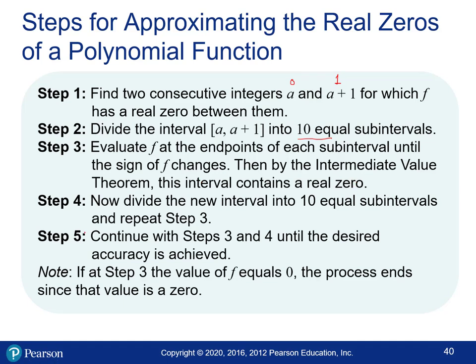Then you start repeating. Divide the new interval into 10 equal parts and repeat until you get the desired accuracy that you want. We're going to go through an example so you see this. Note on step 3, once you find the value of f, if you actually get that it equals 0, then you're done, because that's what you're looking for. You're looking for f of what number equals 0.